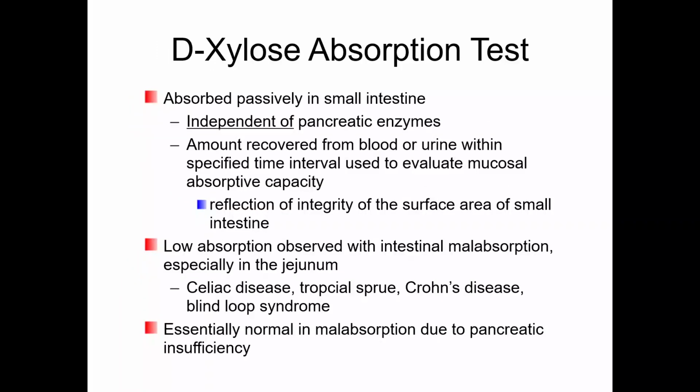D-Xylose is absorbed passively in the small intestine, independent of pancreatic enzymes. The amount recovered from the blood or urine within a specified time interval is used to evaluate mucosal absorptive capacity. It's a reflection of the integrity of the surface area of the small intestine. So we would have the patient consume D-Xylose, and then we take blood samples and urine samples to see how much actually made it into the blood or the urine. Low absorption is observed with intestinal malabsorption, especially in the jejunum: celiac disease, tropical sprue, Crohn's disease, and blind loop syndrome. It's essentially normal in malabsorption due to pancreatic insufficiency.